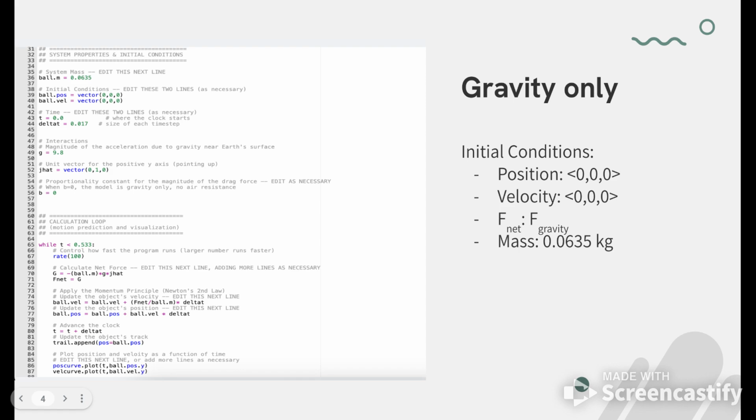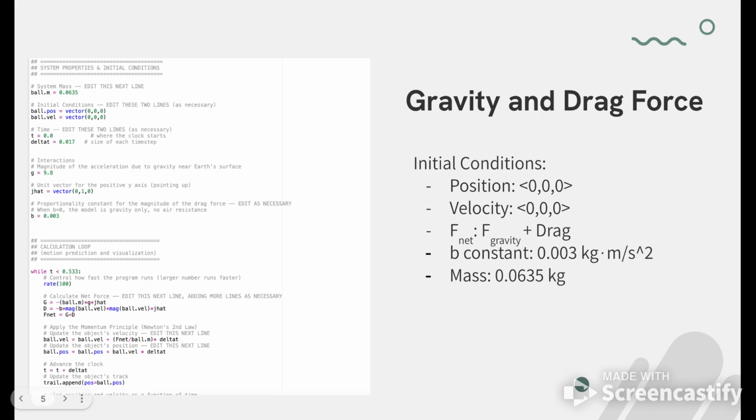In this GlowScript code, this is to determine the y position over time for when the net force is only gravity. The initial conditions here have position and velocity being 0. The net force is only the gravitational force, which is computed as negative mg in the j-hat direction, where j-hat represents the positive y-axis, and the mass here is 0.0635.